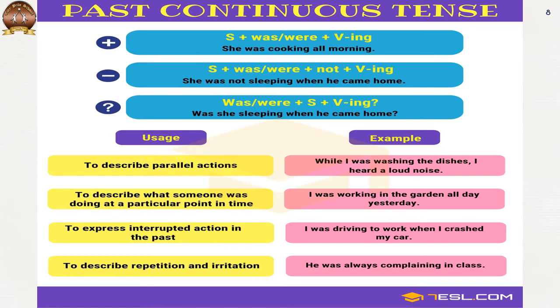So one action is interrupting the other. So because of that, that continuous action in the past ended. To describe repetition and irritation: he was always complaining in class. Okay, so repetition and irritation also is described through past continuous tense.